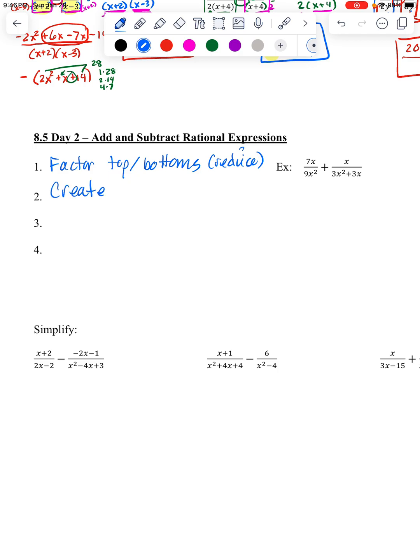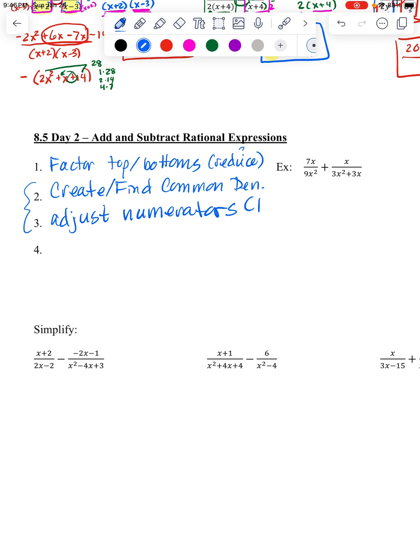We're going to create, if needed, if there's not one, or find the common denominator because we're adding and subtracting still, but we need to have a common denominator. Just like yesterday, but a little more challenging, we're going to need to adjust the tops, or what we call the numerator. And we do that the same way we did yesterday, but it'll be built into what we're already doing.